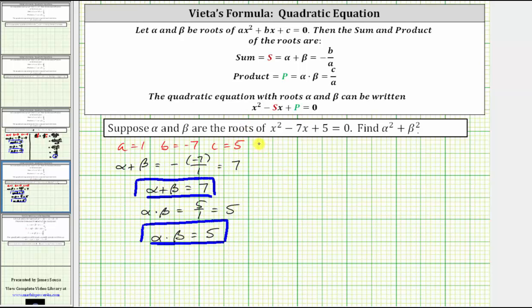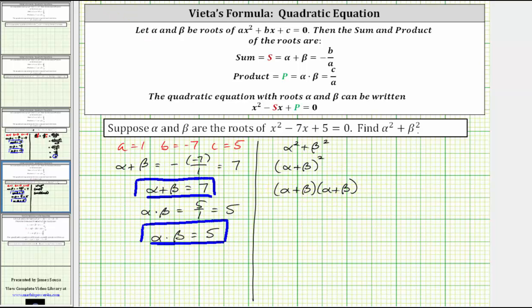And now let's determine the value of alpha squared plus beta squared. Notice how we cannot evaluate the expression in this form because we don't have alpha squared or beta squared. So this one's a little bit tricky. We're actually going to consider the square of alpha plus beta. Well, the square of alpha plus beta is equal to 2 factors of alpha plus beta. Again, this might not make a lot of sense now, but it will in a moment.